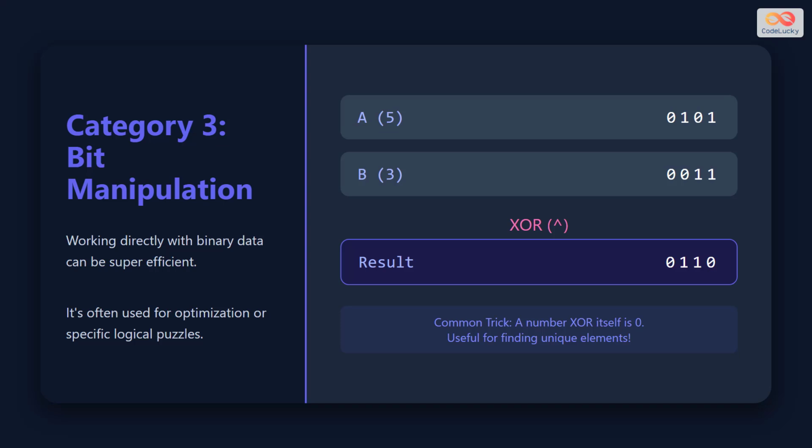Then we have bit manipulation. This involves working directly with binary numbers, zeros and ones. It is powerful for optimization. A classic trick is using the exclusive OR or XOR operator. If you XOR a number with itself, the result is 0. This property is often used to find a unique number in a list of duplicates efficiently.